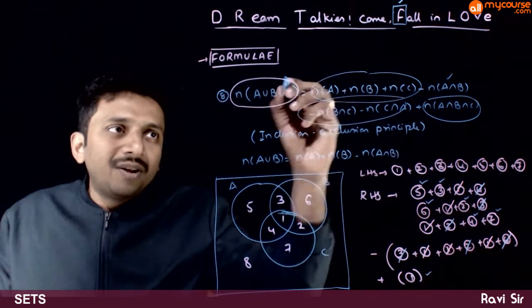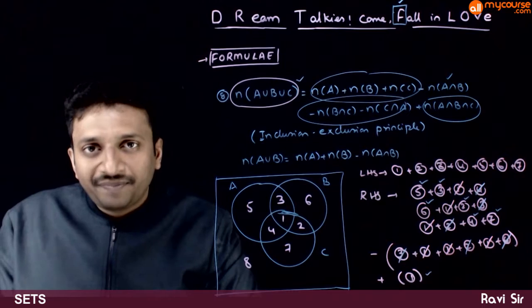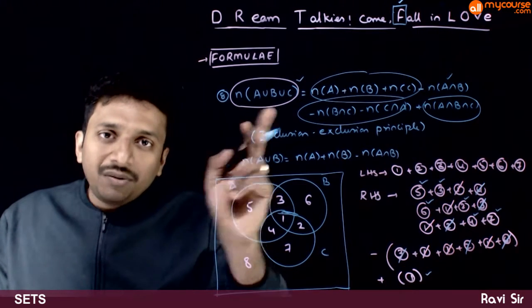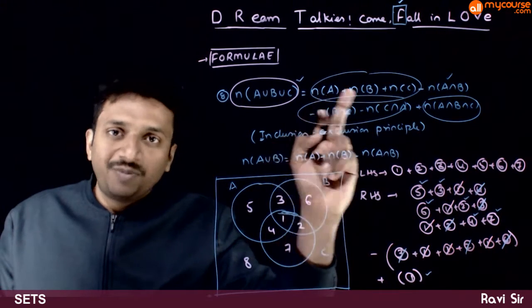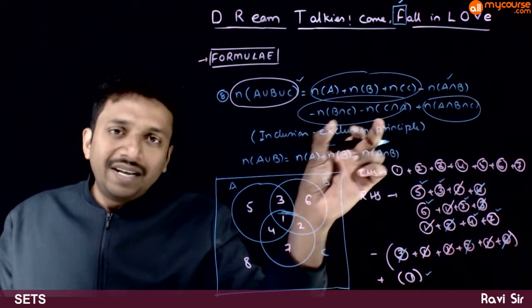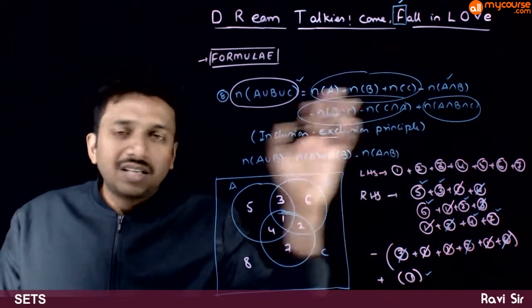From the next time, you need to remember this formula very carefully. n of A union B union C is n of A plus n of B plus n of C minus intersections of 2 sets plus intersection of all the 3 sets.